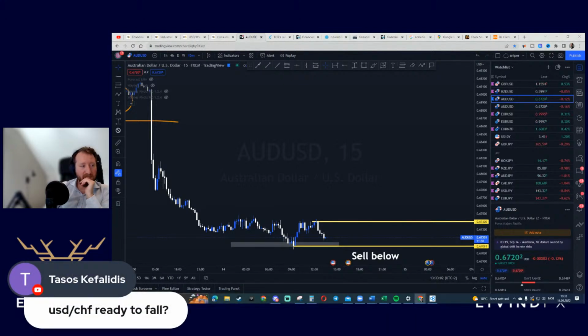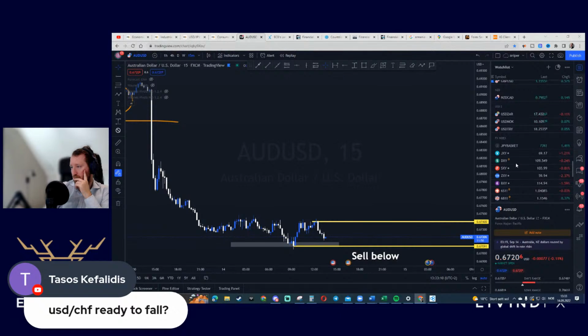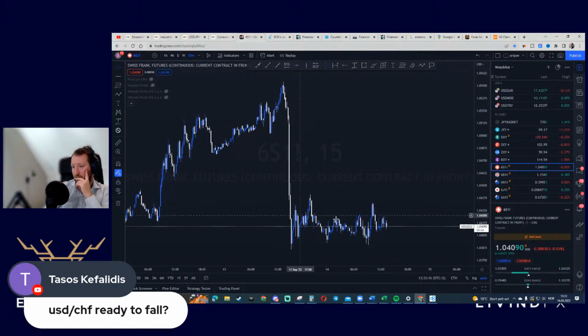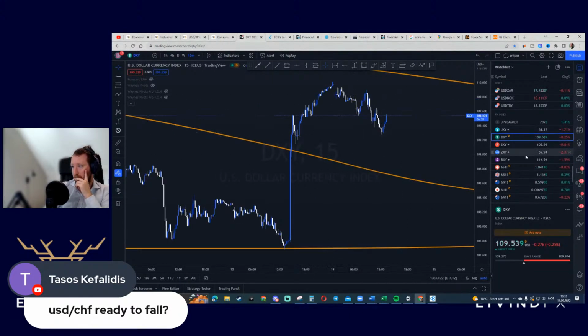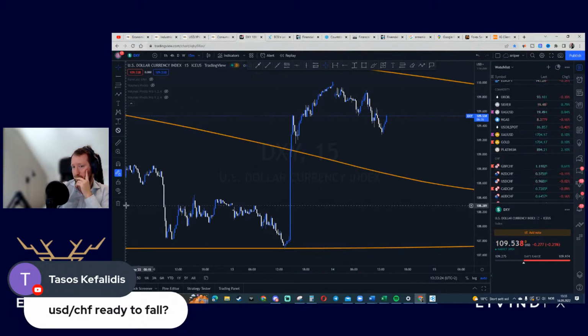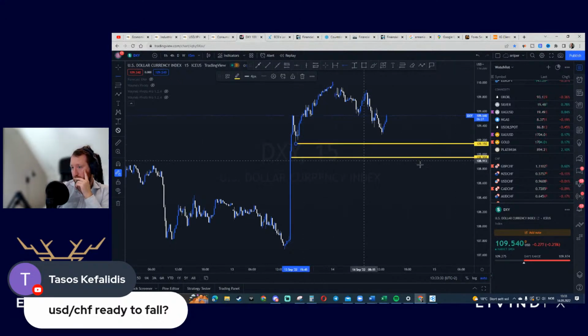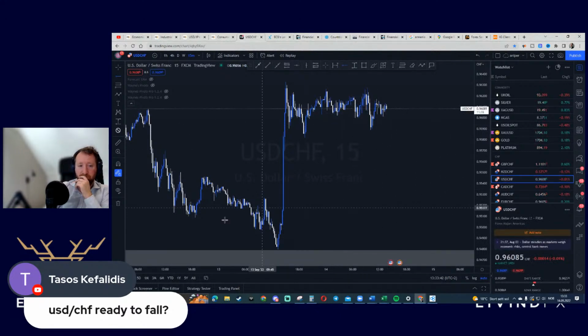Is dollar Swiss ready to fall? I wouldn't bet on it. The problem is Swiss in itself isn't strong. It's just a range. Dollar is the one moving, and it's going higher. And to be honest, it hasn't become bearish yet. So I would even count on a bullish uptrend on USDCHF, but it's still a range.